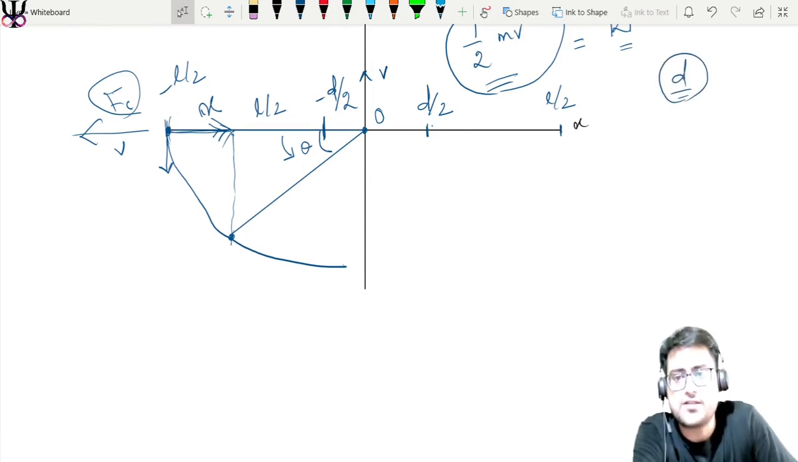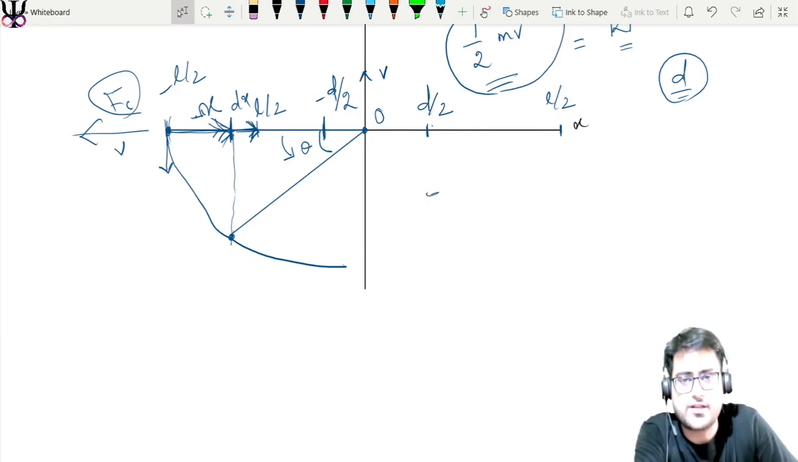As it moves from minus L by 2 to minus d by 2, it does work against the Coulomb's force. As it moves, the Coulomb's force would also vary, correct? Let's say at any point minus x on the left-hand side, it moves a distance dx. The direction of dx is going to be positive, because it's along the positive direction of the x-axis.